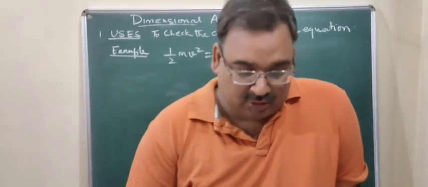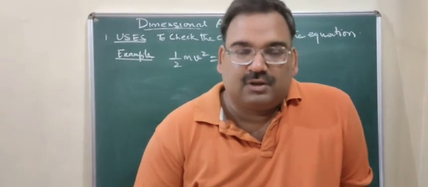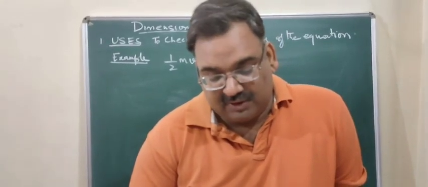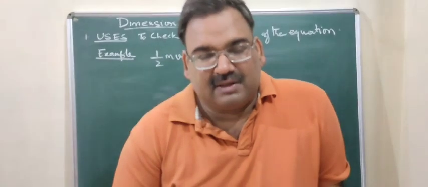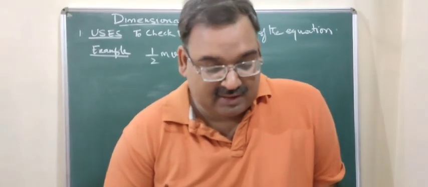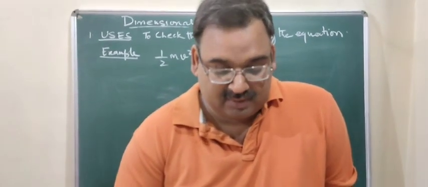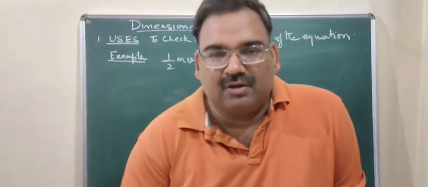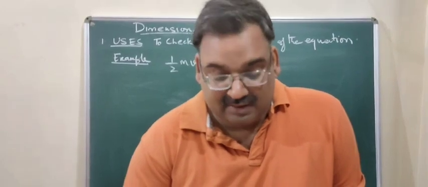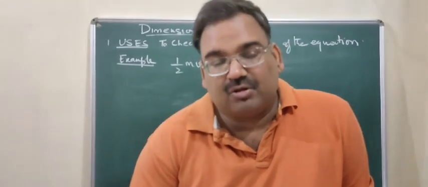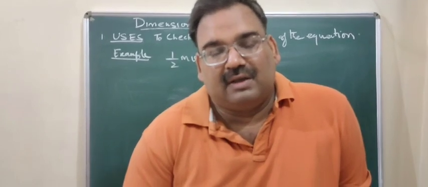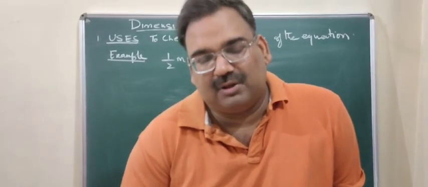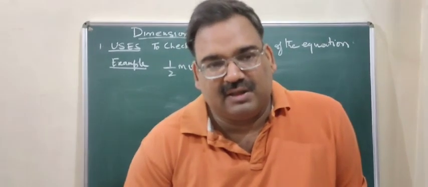The second use of dimension analysis is to check the correctness of an equation. From the principle of homogeneity, the dimensional analysis enables us to check the correctness of a physical equation. For this, we examine the dimensions on both sides of the equal to sign, that is the left hand side and the right hand side. If the dimension of LHS is equal to the dimension of RHS, then the equation is correct.